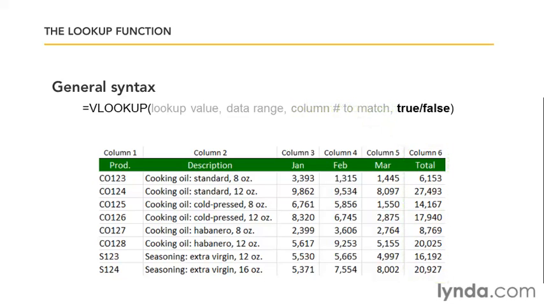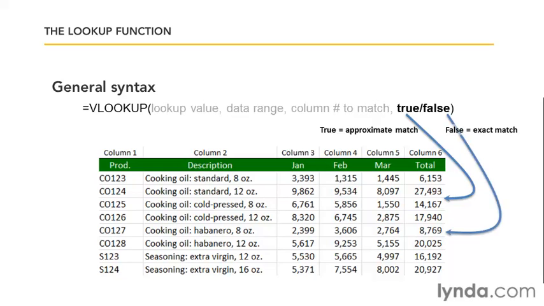Now, the true-false will let you decide: do you want an exact match for the data you're looking for, or is an approximate match okay? If you put in true, and you literally put the word true, true means an approximate match. And if you put literally the word false, Excel will give you an exact match. So let's go and put this to work.